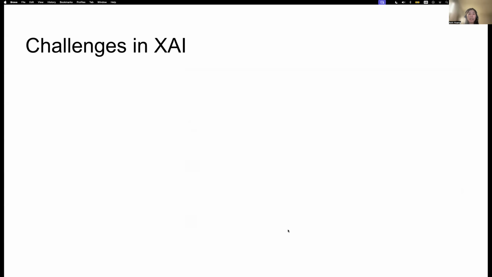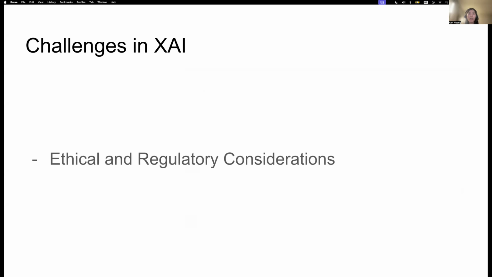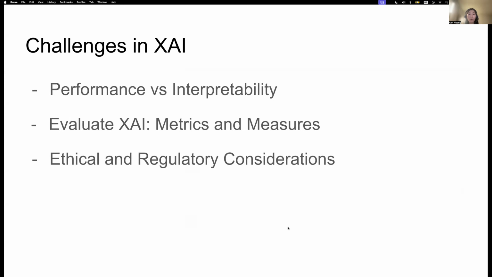The second challenge is evaluating XAI. There is still no clear standard on how to measure whether an explanation is helpful, accurate, or fair. We need better metrics to evaluate explanations. The third challenge is ethical and regulatory considerations. As AI is used in more sensitive areas, it becomes critical to ensure fairness, transparency, and compliance with regulations. XAI needs to support these goals.